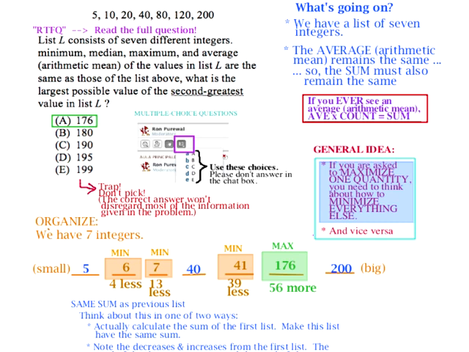You can also just add these up. If you add these up, it's what? This is 200, so 400. 475 is the sum. And then you could just subtract 5 and 6 and 7 and 40 and 41 and 200 from 475, and you will get 176.